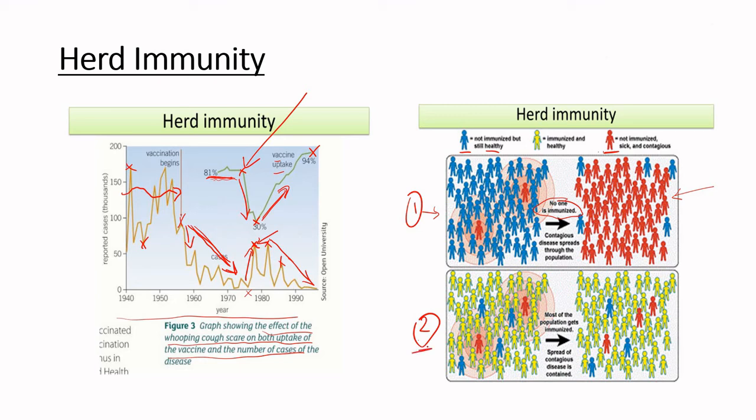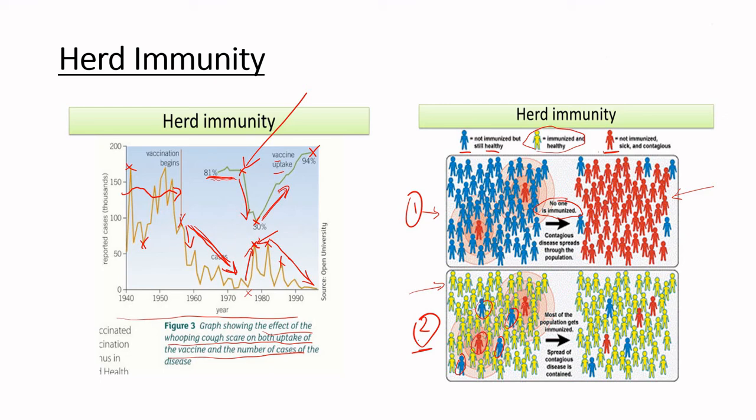So scenario number two down here, we have all of these yellow people in the population now. Yellow people, they're vaccinated and they're healthy. And you've still got a couple of blue people in here, so they're healthy. They haven't been vaccinated. But remember, that's okay. Herd immunity, you don't have to have 100% of the population vaccinated.